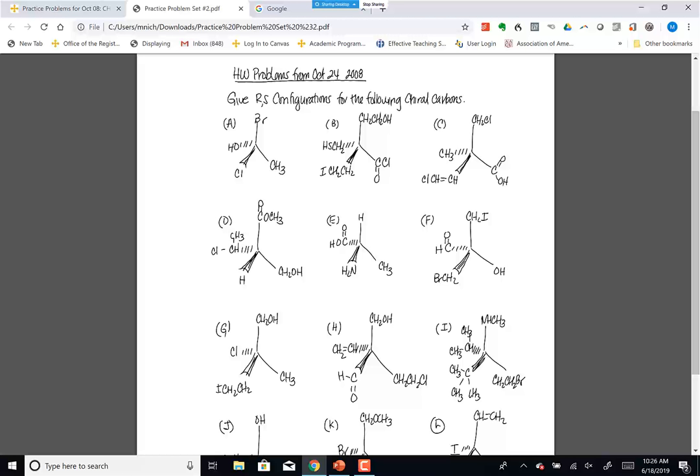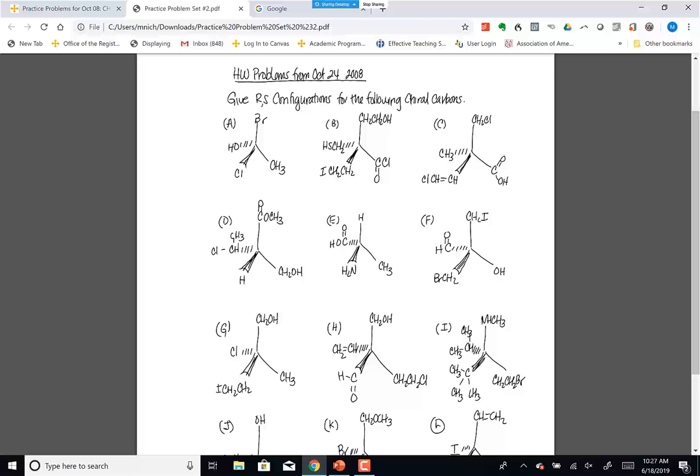CH2Br? No. CH2I? Okay, so CH2I is number two. CH2Br, three. And the double bond is number four. Nine times out of 10, a C double bond O is not going to be four. But in this case, it is, because of the halogen on the other groups. So I've got 1, 2, 3, 4.